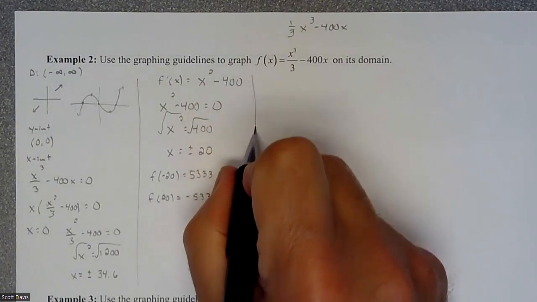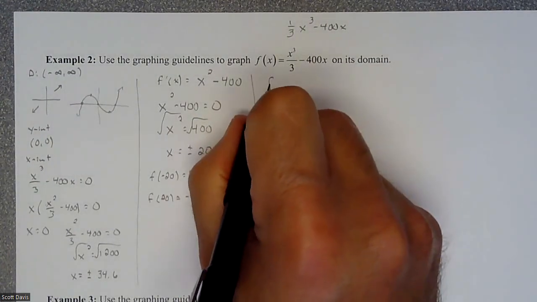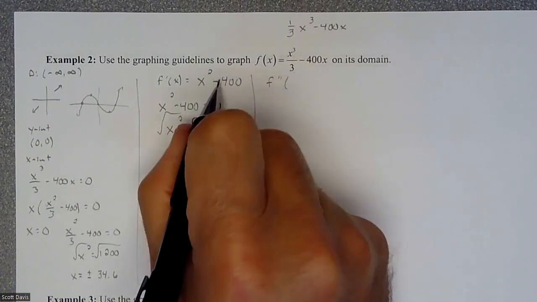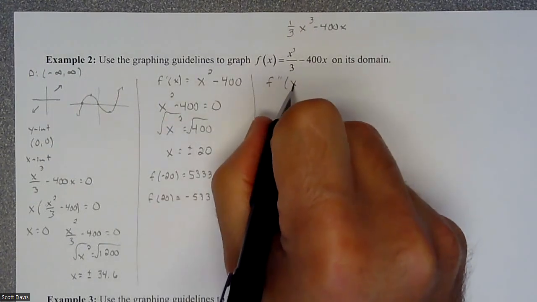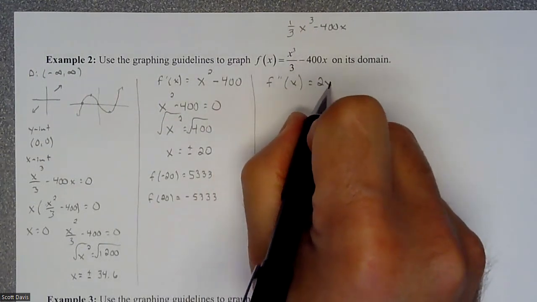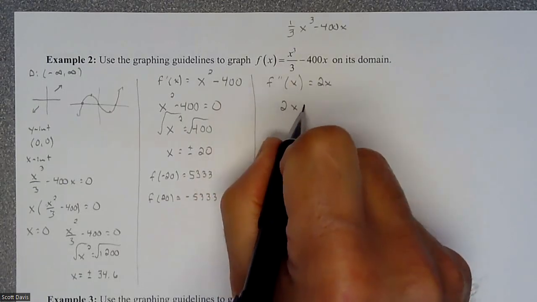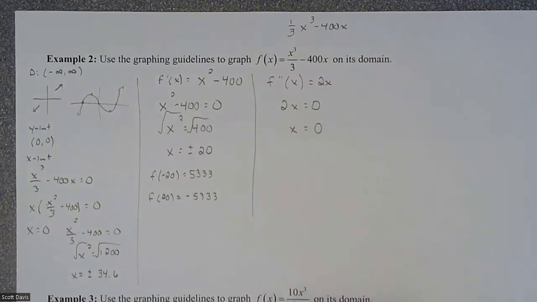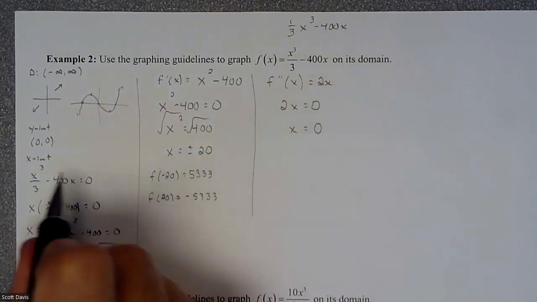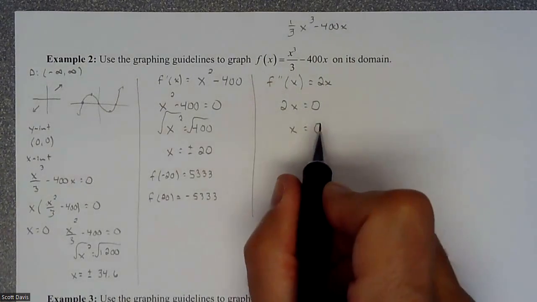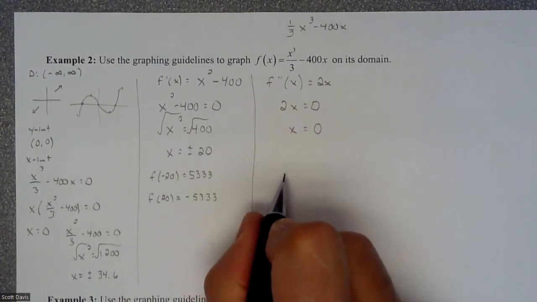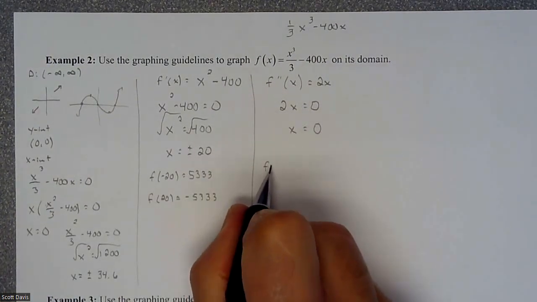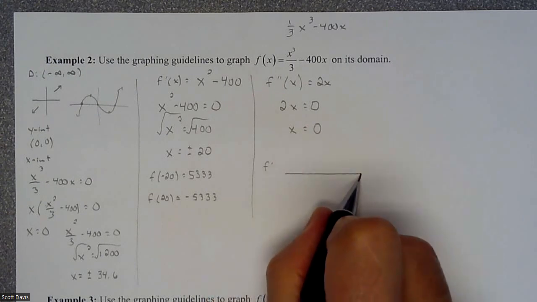So next thing is we need our critical numbers from our second derivative, which is the derivative of that, 2x. Set it equal to 0. Our critical number is 0. All right, and we already know that if you plug in 0, you get 0. So here's our last piece of this: we're going to do a number line.